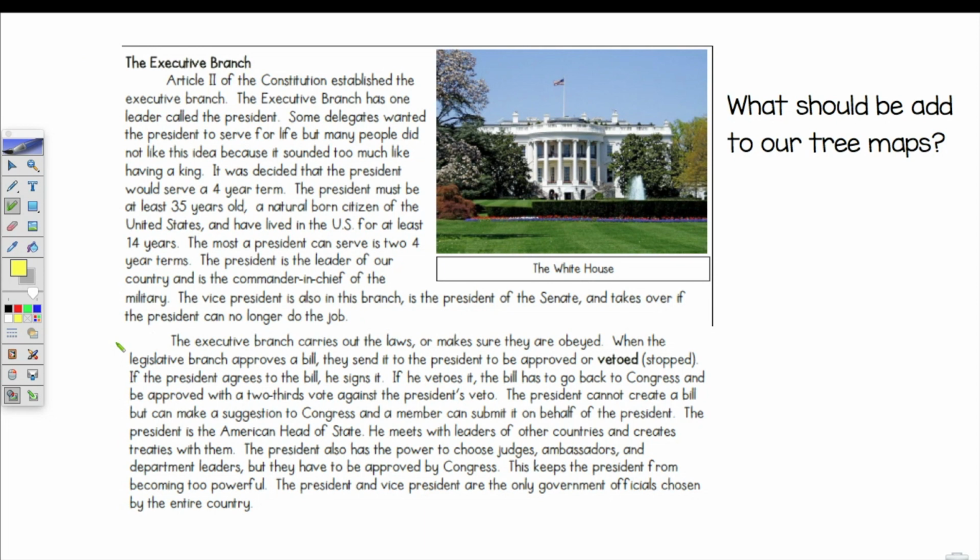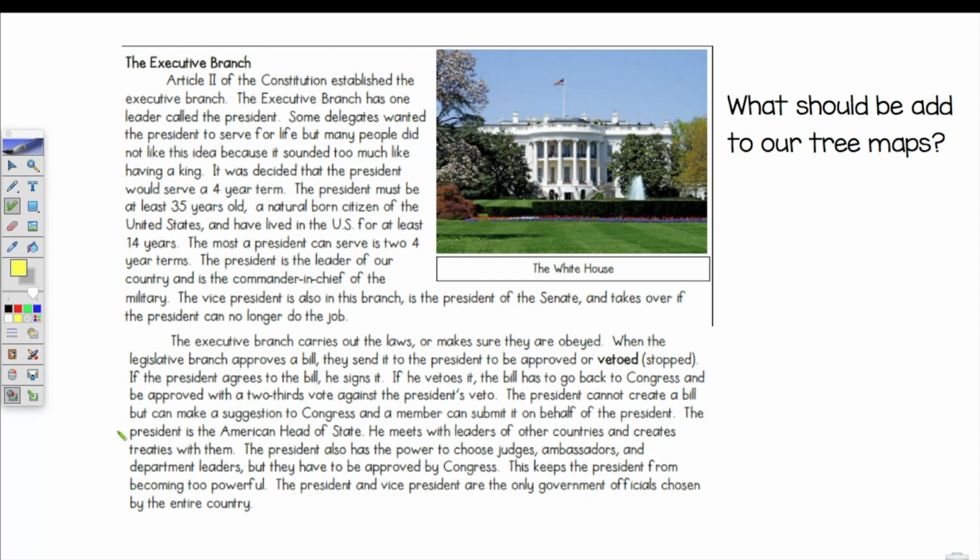When the legislative branch approves a bill, they send it to the president to be approved or to be vetoed, or stopped. If the president agrees to the bill, he signs it. If he vetoes it, the bill has to go back to Congress and be approved by a 2/3 vote against the president's veto. The president cannot create a bill, but can make a suggestion to Congress, and a member can submit it on behalf of the president.